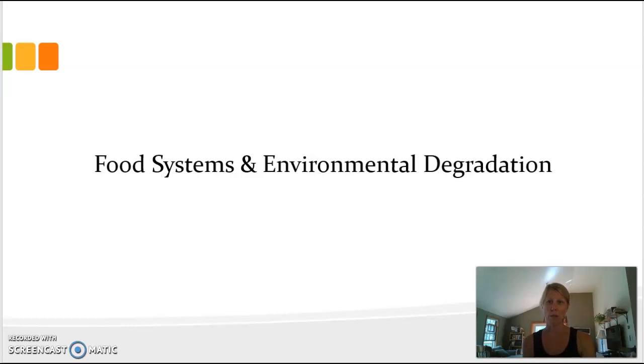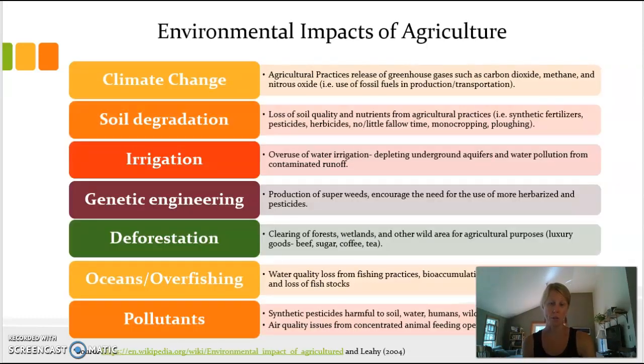Let's examine a few of the environmental impacts of agriculture. So this list is not intended to be exhaustive, but I did want to bring a visual list to you of the environmental impacts of agriculture. As many of you know, climate change is definitely at the top of the list, and agricultural practices release greenhouse gases such as carbon dioxide and methane and nitrous oxide, and the use of fossil fuels, as well as greenhouse gases released in practices related to the production and transportation of food in the food system.